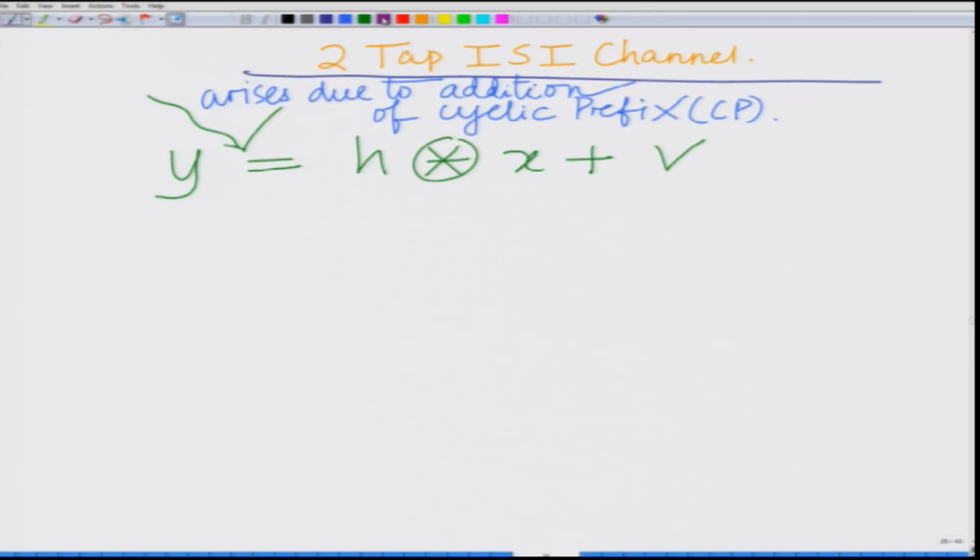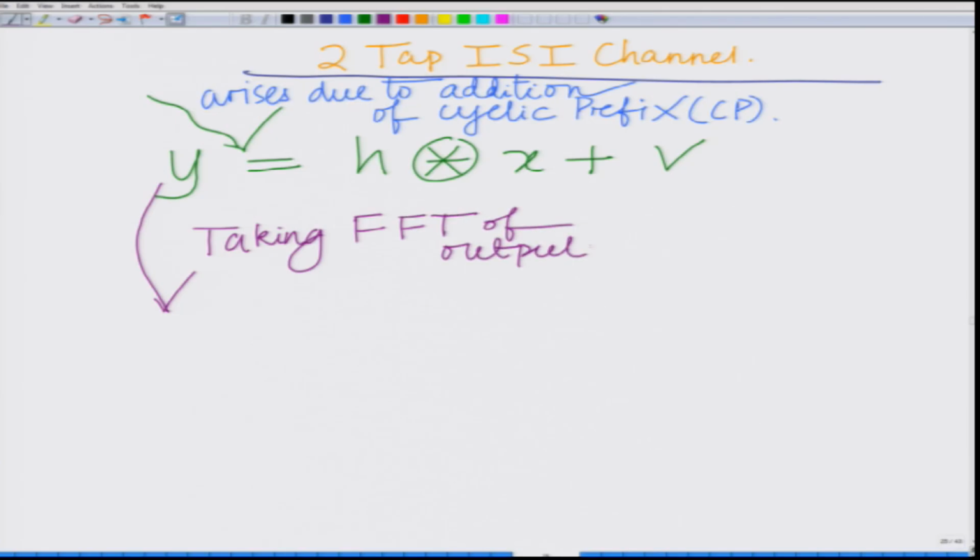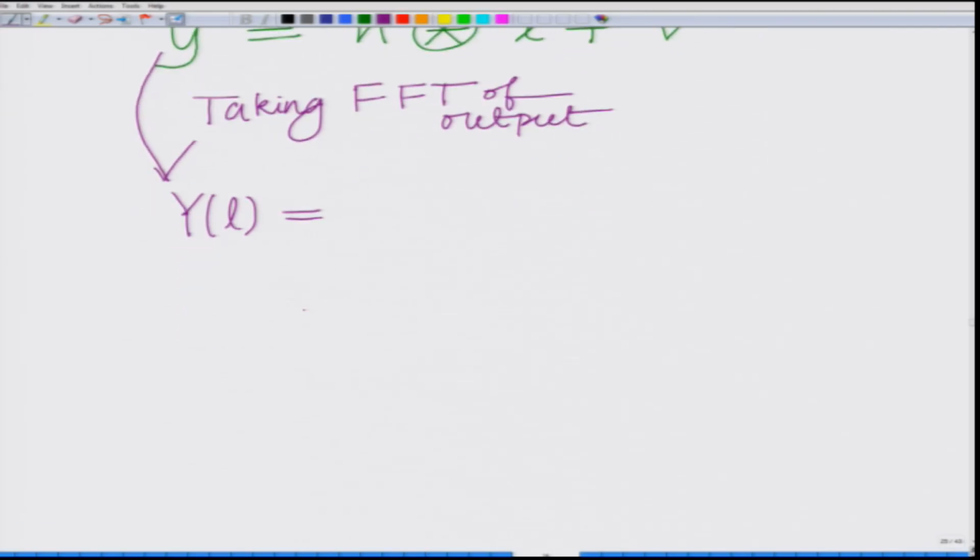So, naturally, once we take the FFT, in the FFT domain across each subcarrier, or each kth frequency point, it is going to be the multiplication of the channel FFT coefficient and the FFT coefficient of these symbols that are transmitted in the time domain. So, taking the FFT of the output, across the Lth subcarrier I have YL equals HL times XL plus VL.